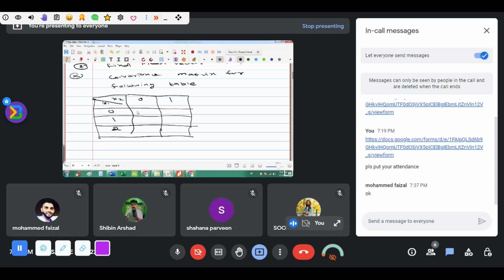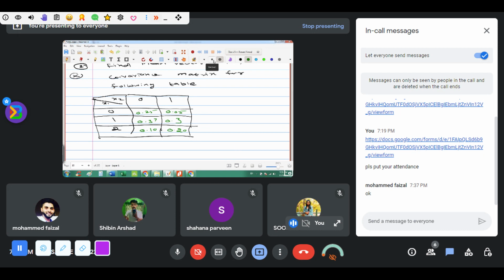The first row values are 0.25 and 0.05. The next row is 0.37 and 0.3. The last row is 0.1 and 0.20. Okay, this is the table.